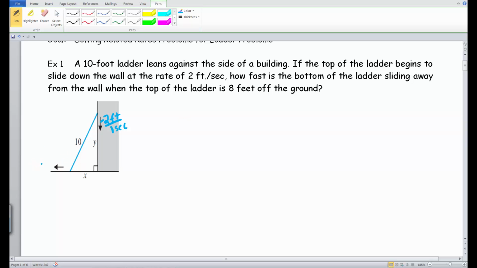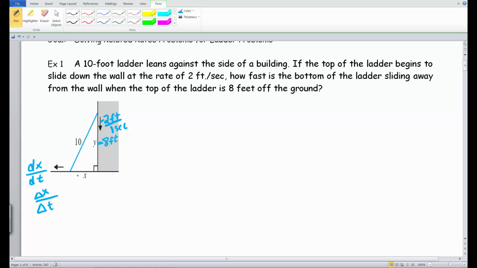And as a result, our dx, our change in x over the change in time, we don't yet know. That's what we're trying to figure out. Again, that's the change in x over the change in time. These are the same thing. And we're given another piece of information to help us out: what is this rate when we know that y is 8 feet off the ground? So y is equal to 8 feet at that specific moment.